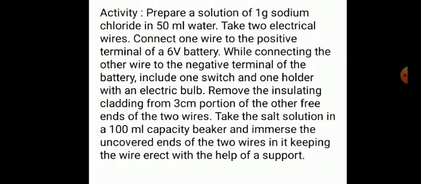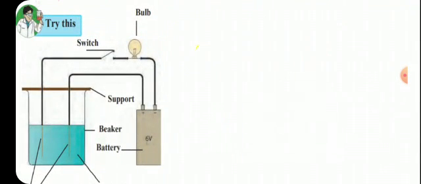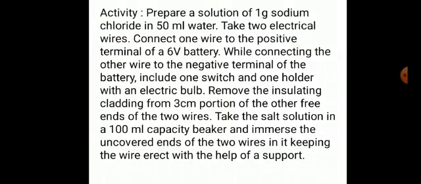Solution of 1 gram sodium chloride, common salt, is prepared. Take two electrical wires, connect one wire to the positive terminal of a 6-volt battery. In this diagram, a 6-volt battery is taken. One end is connected to the positive terminal of the 6-volt battery. While connecting the other wire to the negative terminal of the battery, include one switch and one holder with an electric bulb. Remove the insulating cladding from a 3 cm portion of the other free ends of the two wires.